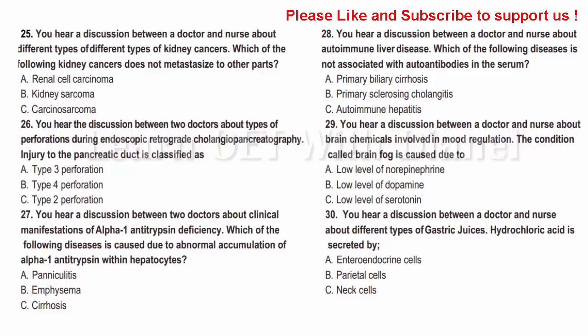Question 29. You hear a discussion about brain chemicals involved in mood regulation. Now read the question.